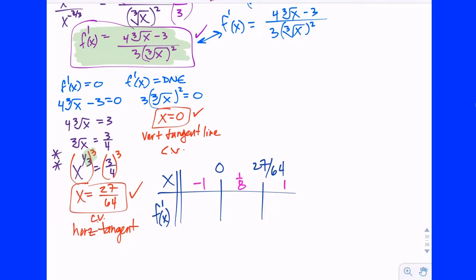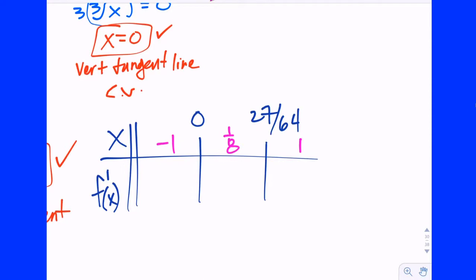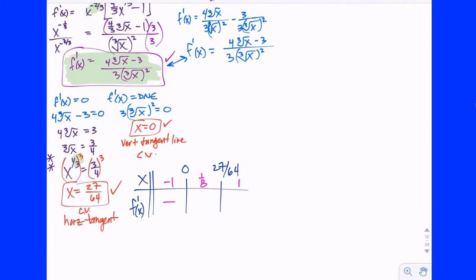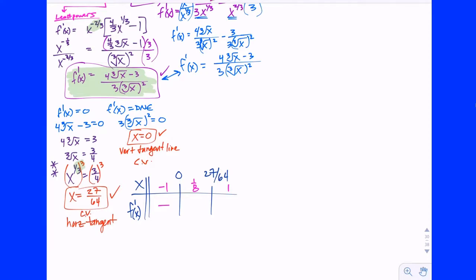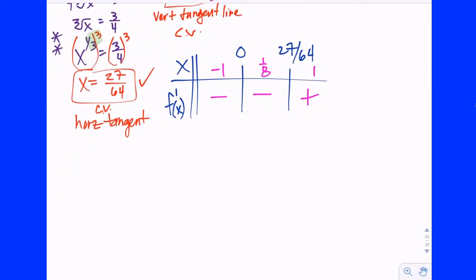Let's do that. So I get the cube root of -1, which is -1. Times 4 is -4 minus 3 is negative. Okay? There's a negative sign. We plug in a positive 1/8. The cube root of positive 1/8 is positive 1/2. Times 4 is positive 2. 2 minus 3 is negative. So I get another negative there. And then I plug in a positive 1, and I get cube root of 1 is 1. 4 minus 3 is positive 1. I get a positive. So very similar results to the one on the test, where the sign did not change each time.